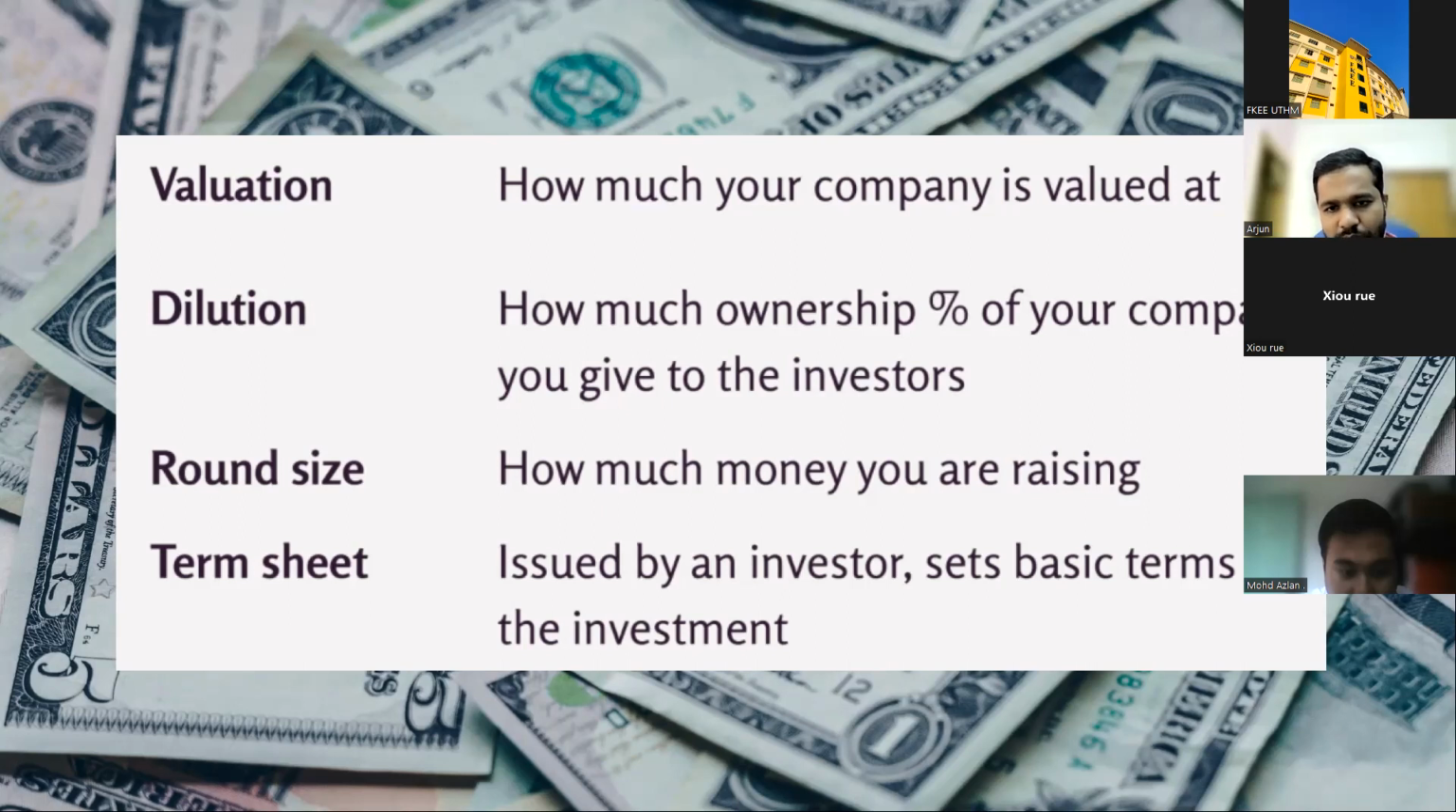Round size is how much money you are raising. So if you are raising $1 million, the round size is $1 million. And term sheet basically means the investor will give you a 20-page or 30-page document which explains all the terms and conditions. And this is where you need to be very, very clear before you sign.